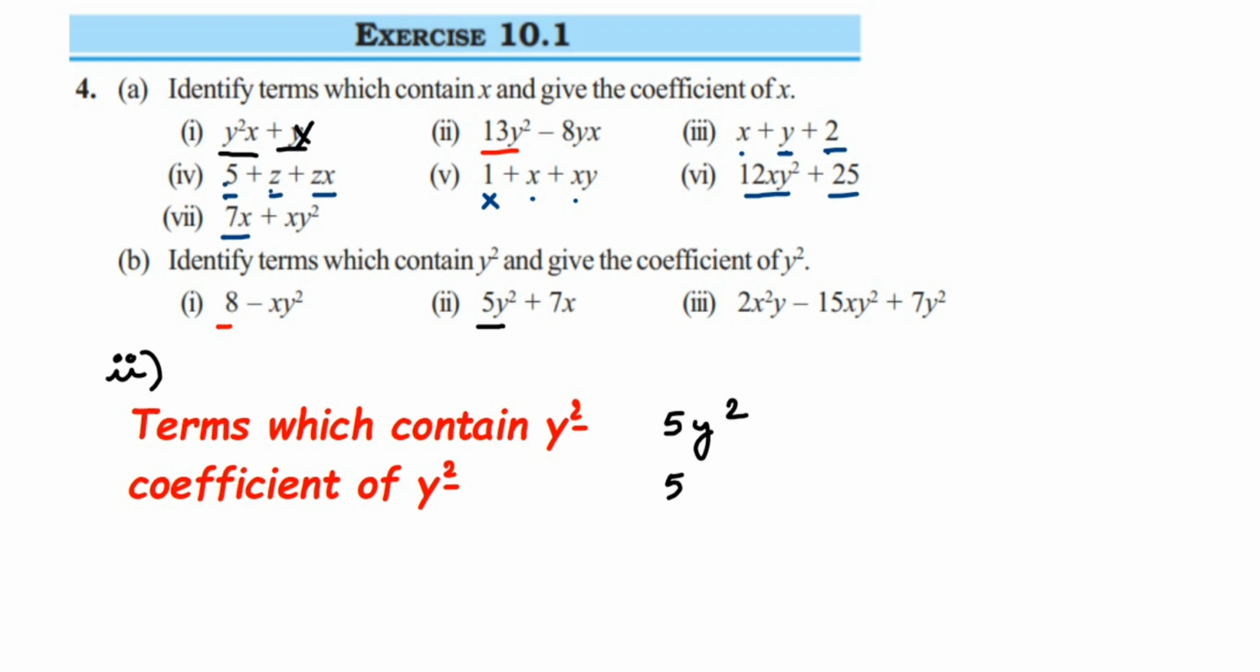Then the next one, the last one. We have here 2x square y minus 15xy square plus 7y square. The first term doesn't contain y square, it contains y, so we cannot take the first term. We'll take the second and third terms: minus 15xy square and 7y square. The coefficient of y square for the first term will be, apart from y square, everything, which is minus 15x, and for the second one it's a numerical coefficient which is 7.